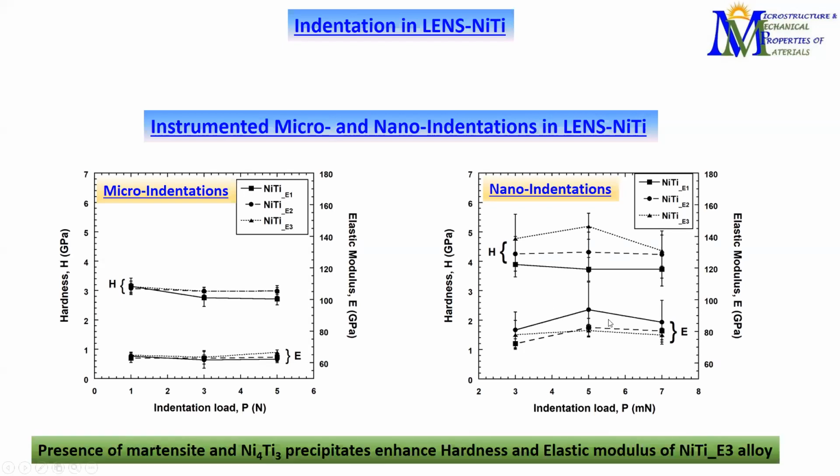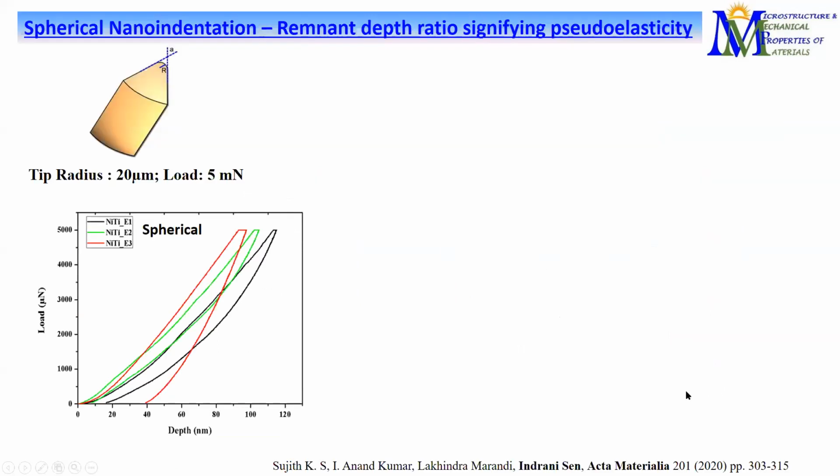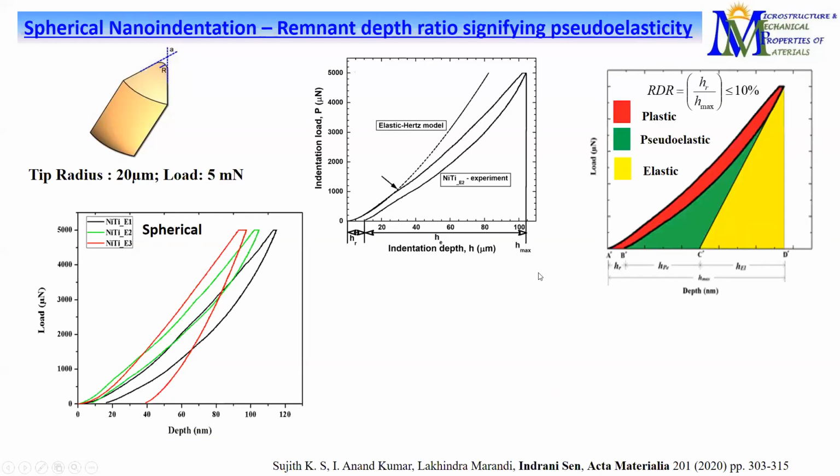Okay, so what we can figure out from here is that the presence of martensite and the precipitates enhance the hardness and elastic modulus for the alloy prepared with the highest energy density. We are not done yet. The next thing we did is nano indentation, but we used a different kind of tip geometry. And you can see that the red one is the one with the highest energy density, the black one is the one with the lowest energy density, and the green one is the moderate one.